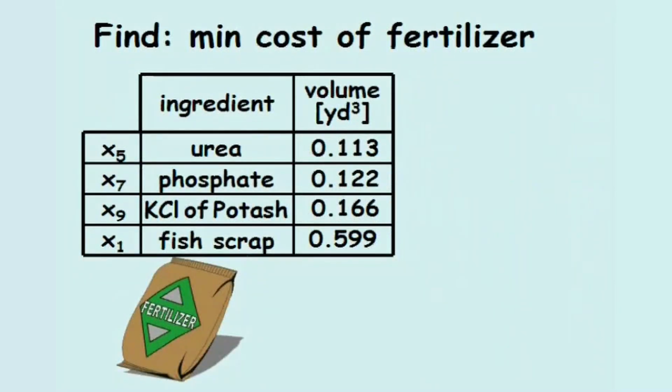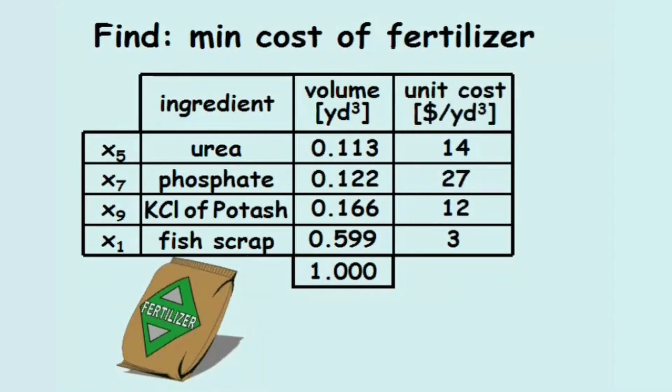0.113 cubic yards of urea, 0.122 cubic yards of phosphate, 0.166 cubic yards of muriate of potash, and 0.599 cubic yards of fish scrap. The sum of these volumes equals 1 cubic yard, which satisfies the volume constraint.